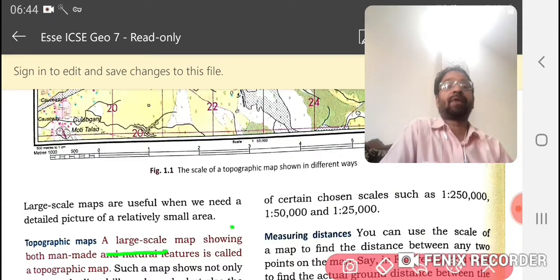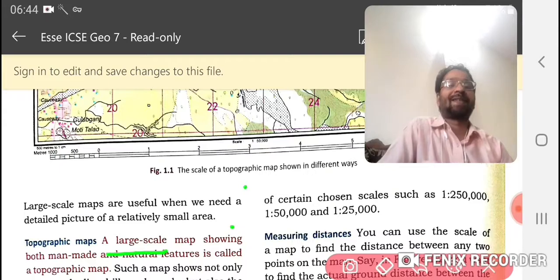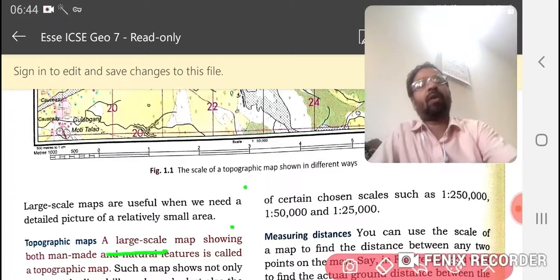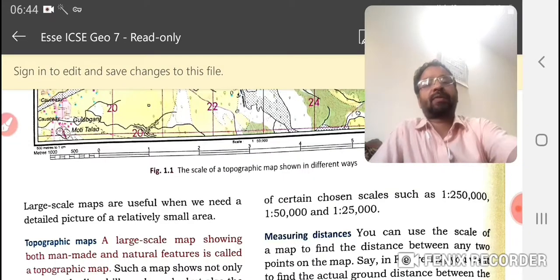Then man-made features like boundaries, cities, towns, monuments. All these things we can know from the topographic maps.